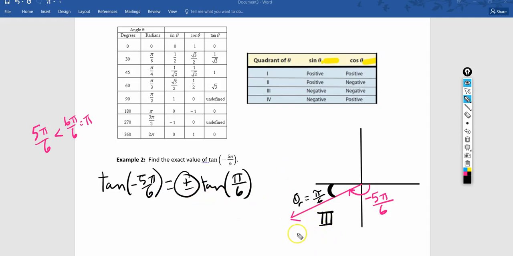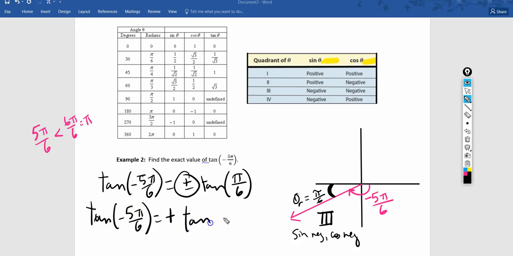Or you can remember it as sine is negative and cosine is negative. And what is tangent? It's sine over cosine, and negative over negative, so tangent is positive. So the tangent of negative 5 pi over 6 is going to be equal to the positive tangent of my reference angle, or just tangent of pi over 6.